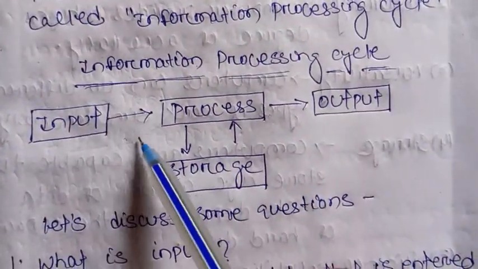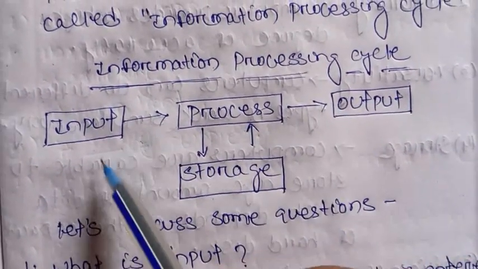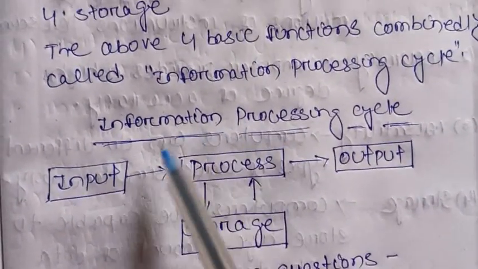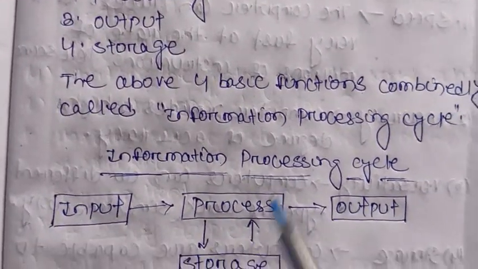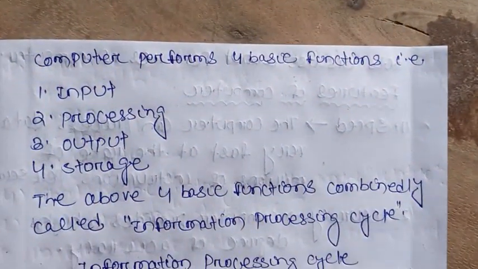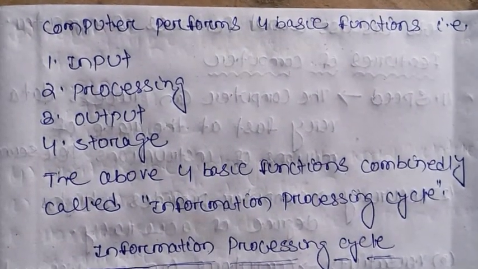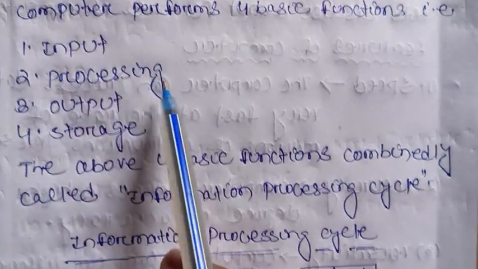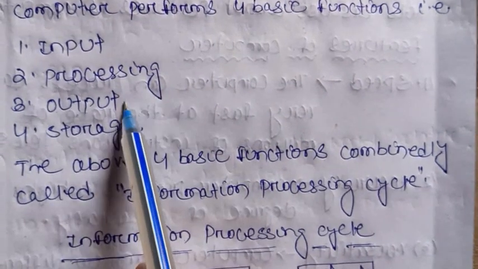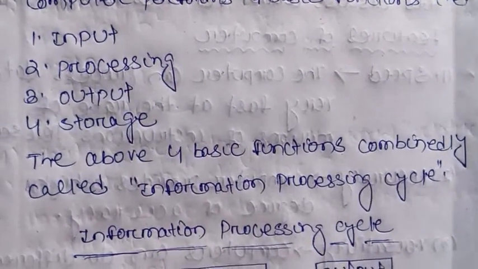These are the four basic functions of a computer, and this is combinedly called the information processing cycle. Then how many basic functions are there? There are four basic functions, that is input, processing, output and storage.